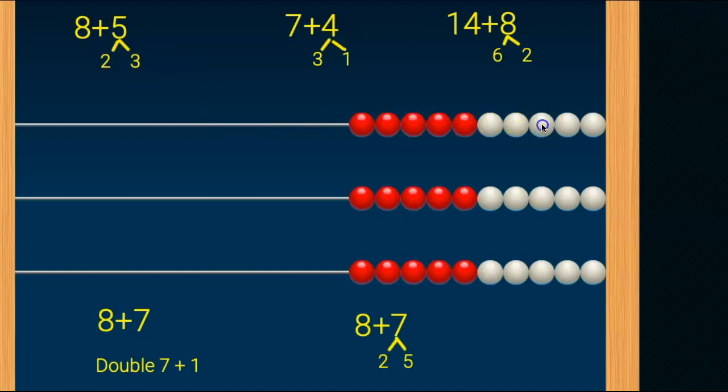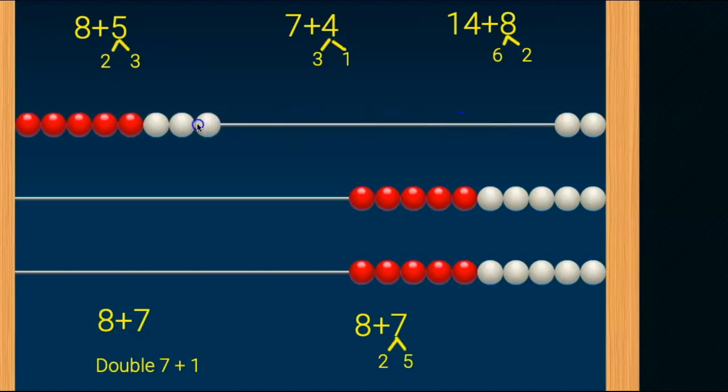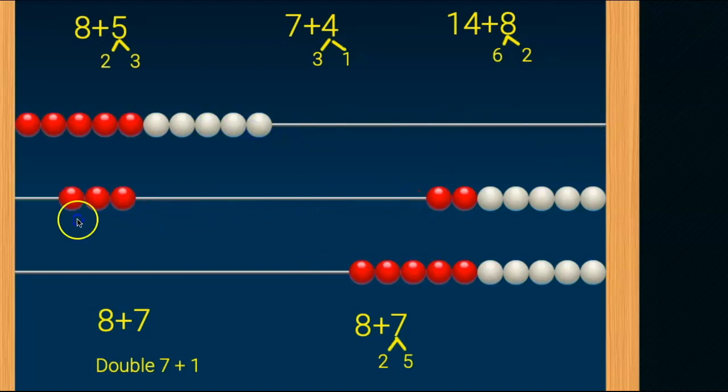So let's see what that would look like. If we have our 8, we can see that it takes 2 more to make 10, and then we can add the rest, 3 more. Then we have 10 plus 3 is 13. Let's look at the next one.